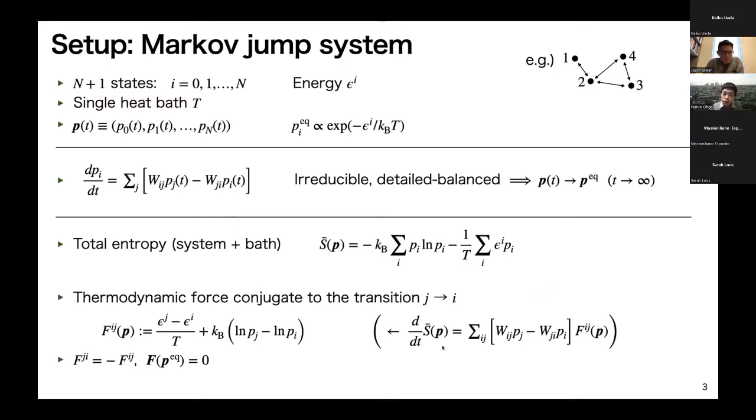By rearranging the time derivative of the total entropy into this form, we obtain the thermodynamic forces conjugate to the transition from j to i. It vanishes at equilibrium and it is asymmetric.